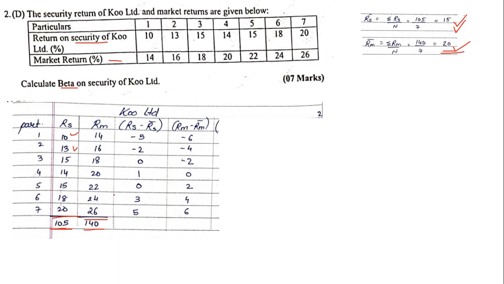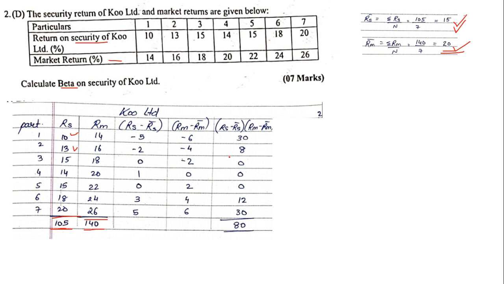Okay, so these are the two additional columns. Now we need two more additional columns. The second last column will be called RS minus RS bar into RM minus RM bar. That is nothing but the product of the two columns that we just found. So minus 5 into minus 6 gives you positive 30, minus 2 into minus 4 is positive 8, 0 into anything is 0, 0 into anything 0, 0 into anything 0, 3 fours are 12 and 6 fives are 30, and the total of that comes to 80. The last column that is required is the RM minus RM bar whole square.